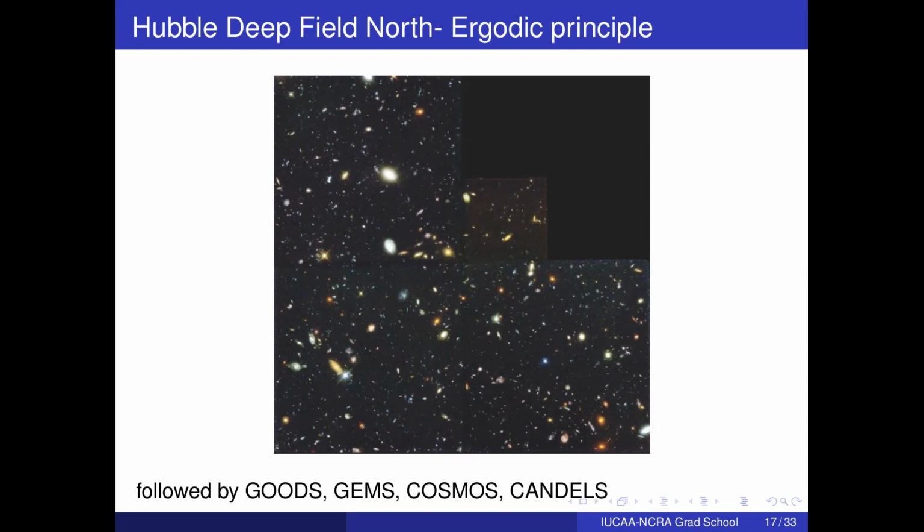So there have been a number of surveys with the Hubble Space Telescope. The original one was something called Hubble Deep Field North. Then they did Hubble Deep Field South. Then they did the Hubble Ultra Deep Field. And then they did many small area surveys called GOODS, GEMS, COSMOS, CANDELS, etc. So there have been a slew of surveys with the HST, one of whose goals was to find these very high redshift galaxies.